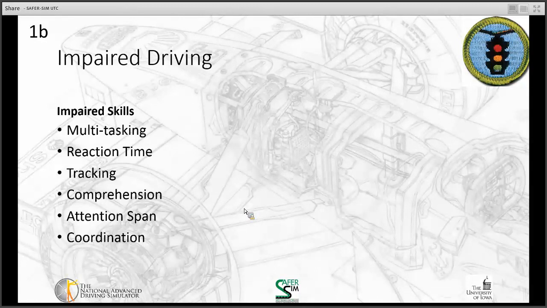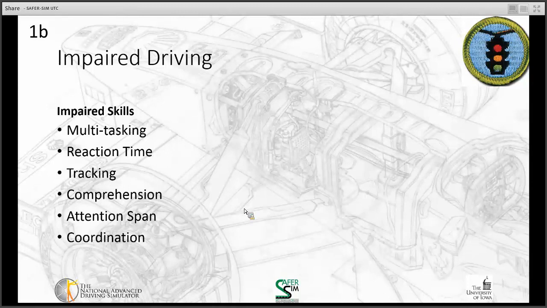Your coordination, your ability to move from the accelerator pedal to the brake pedal. If you're impaired, you may miss the brake pedal completely. You might not be able to steer as precisely as you'd like. So those are some of the things that happen with impaired driving. Basically, it's just a lot of bad things happening all at once, which leads to a not good outcome.